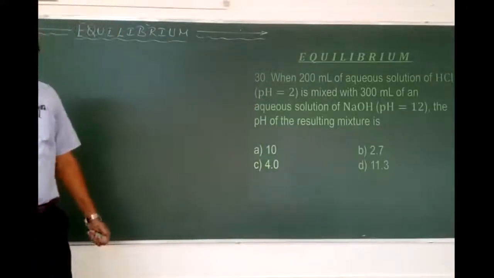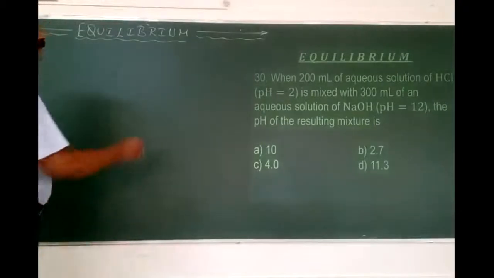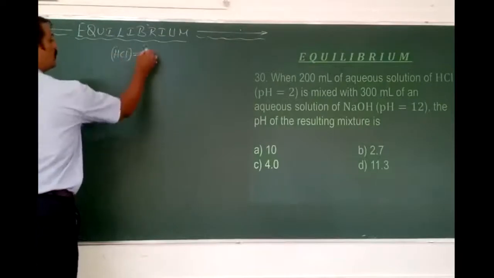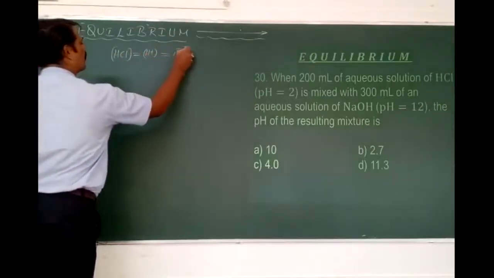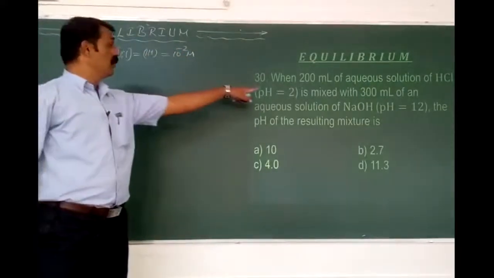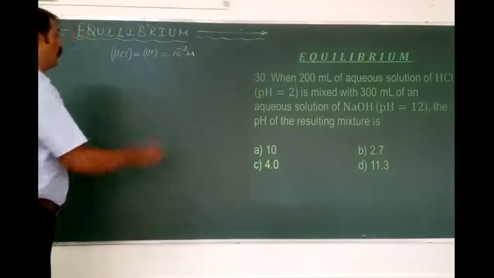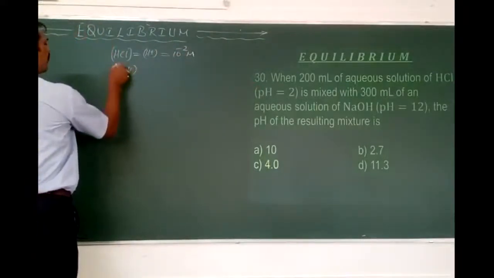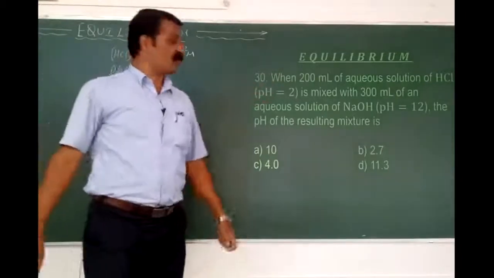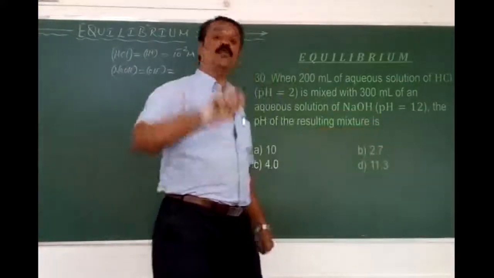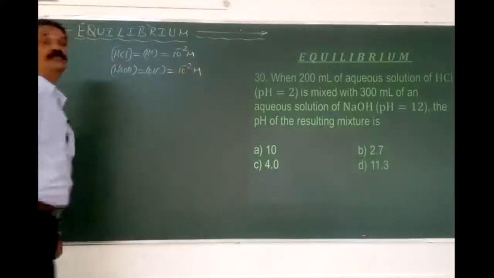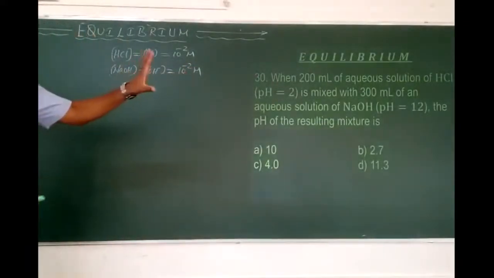Without moving into detail, what is the HCl concentration? It is nothing but the H plus concentration. Can I directly write that as 10 to the power of minus 2 molar? Why? Because pH is 2, and pH 2 means H plus is 10 to the power of minus 2. NaOH concentration is indirectly the OH minus concentration. pH 12 means pOH is 2, which means OH minus is also 10 to the power of minus 2. Both have the same concentration.